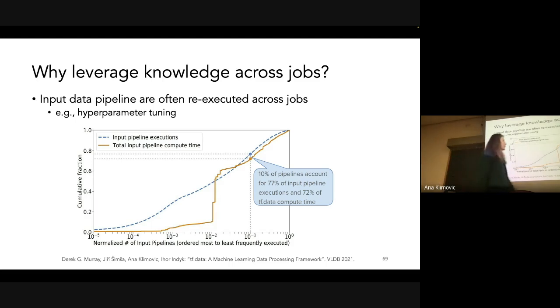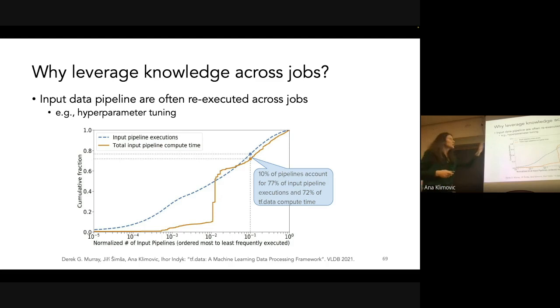And what's interesting, if we take the 10% fraction of input pipelines, they account for over 75% of input pipeline executions, and over 70% of the time spent doing data processing. So there's a few basically heavy hitters. There's a few input pipelines that if we could avoid doing that data processing, we'd dramatically reduce the compute energy spent on data processing over all these jobs.